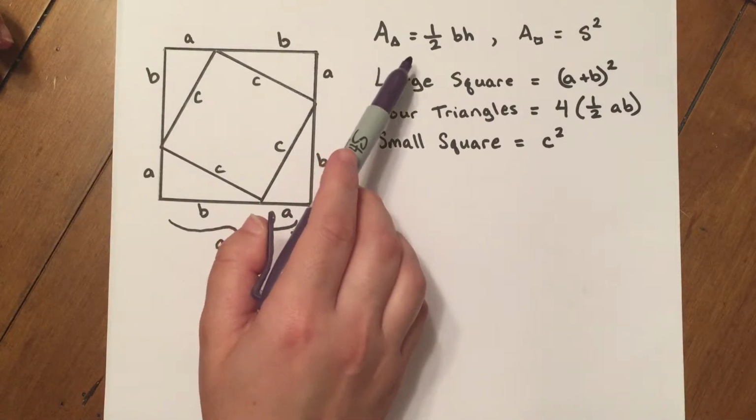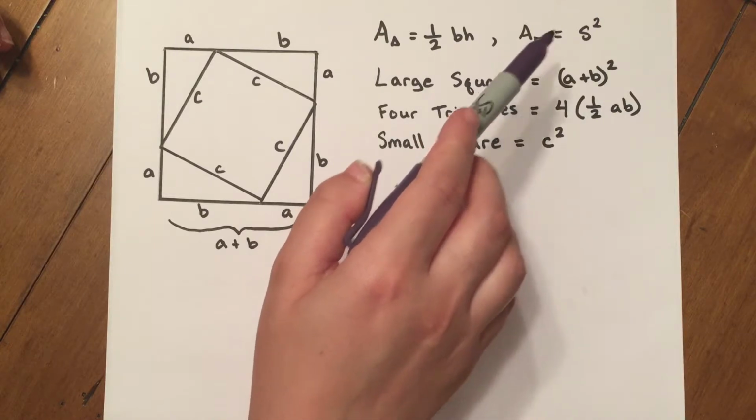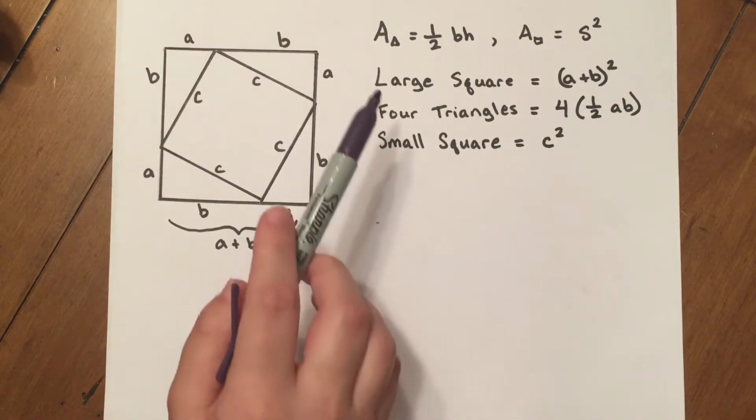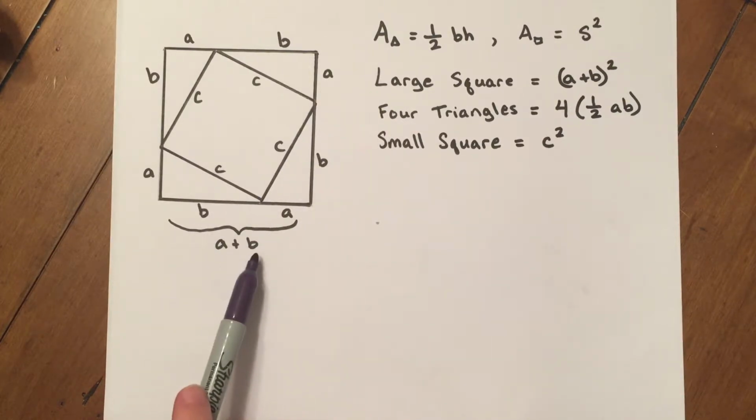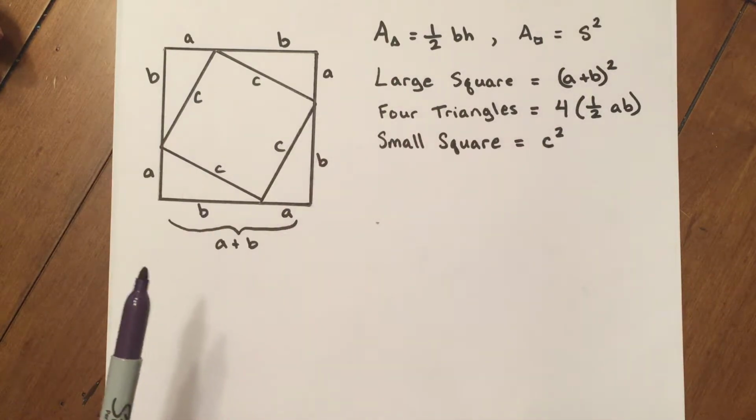Now, in order to do this proof, we need to know a few things about triangles and about squares. The area of a triangle is 1/2 base times height, and the area of a square is one side squared. So knowing that, we look at what we have here. We have A plus B is the side of the large square, so the large square's area is going to be A plus B squared.